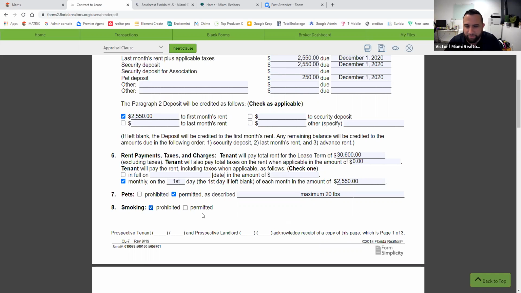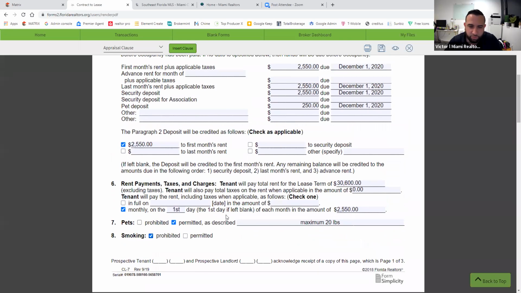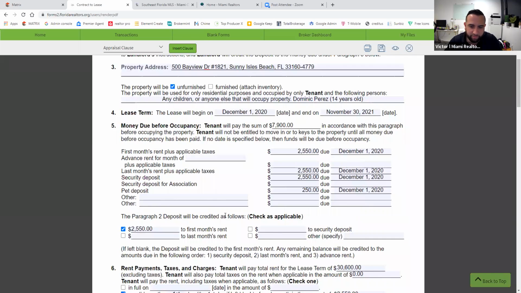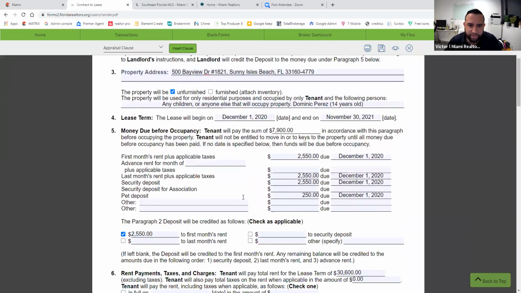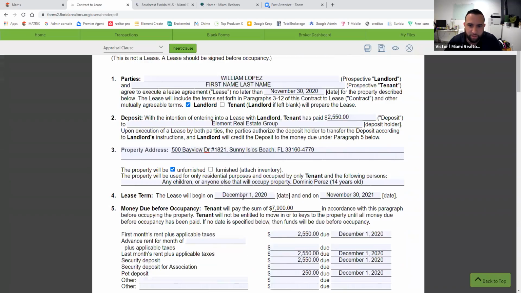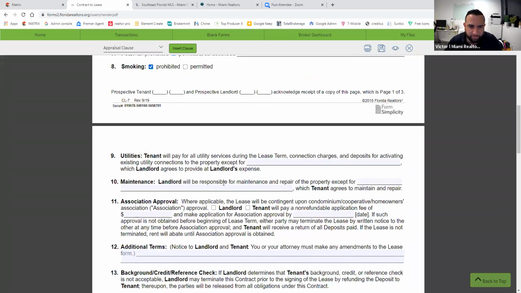Smoking, guys, 99.9% of the time, smoking will be prohibited. Landlords do not want tenants to smoke in the units because that smell could really get into the walls and really affect them trying to rent their unit in the future. So smoking is almost virtually always prohibited. And that's the first page, guys. Let's move on to the second page.